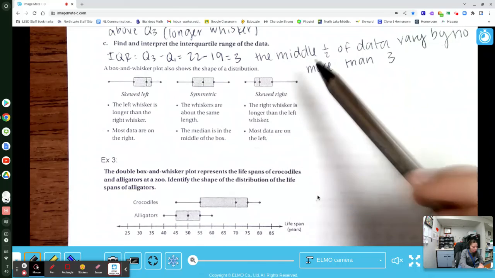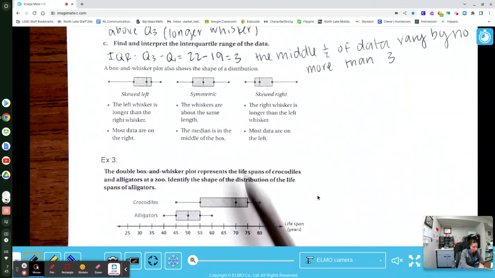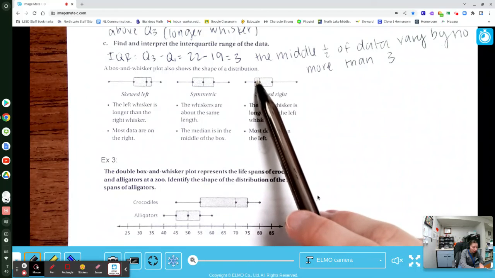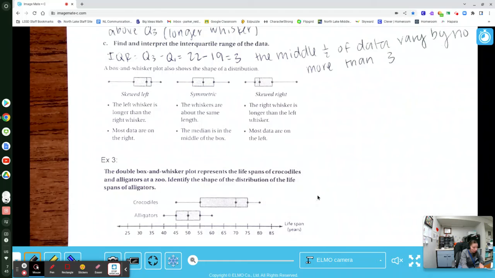And a skewed right distribution has a right whisker that is longer than the left whisker, and most of the data are on the left. We can see that this section is more squished together, so most of the data are here.